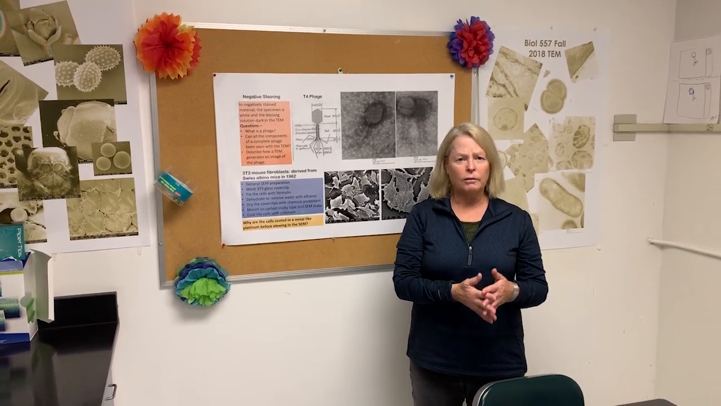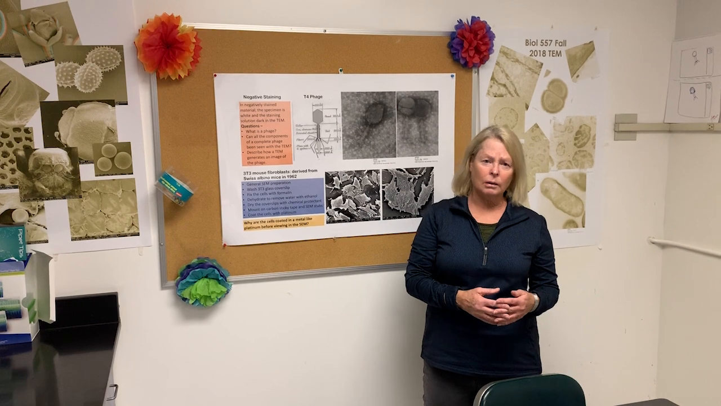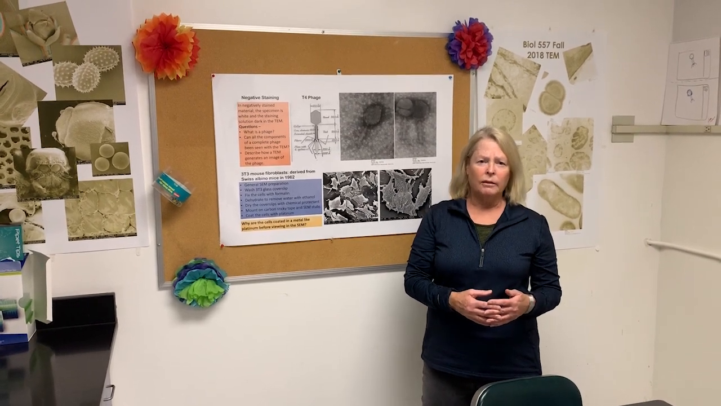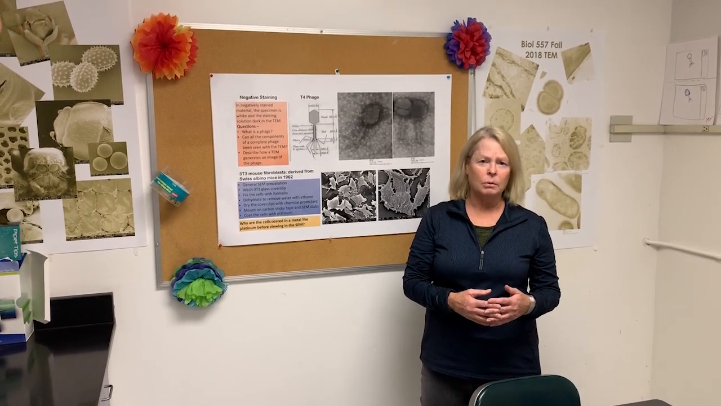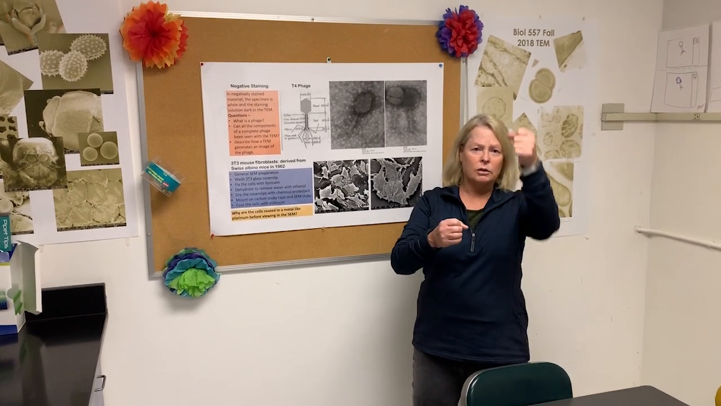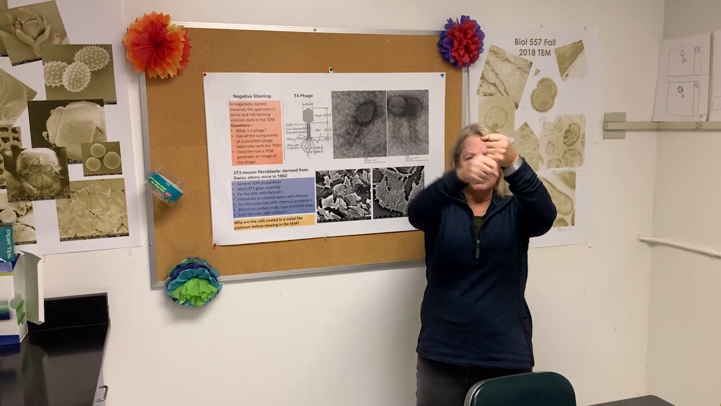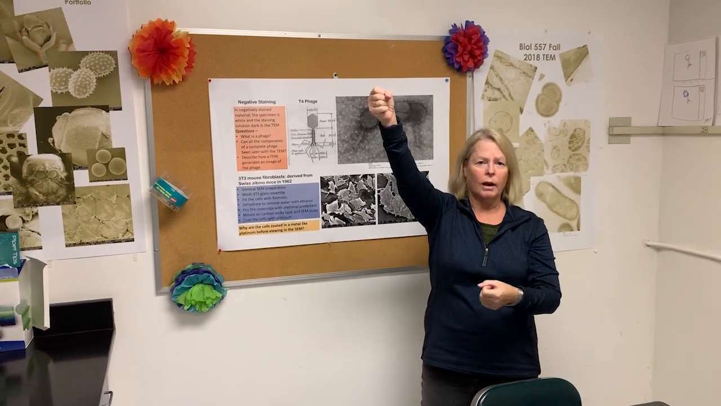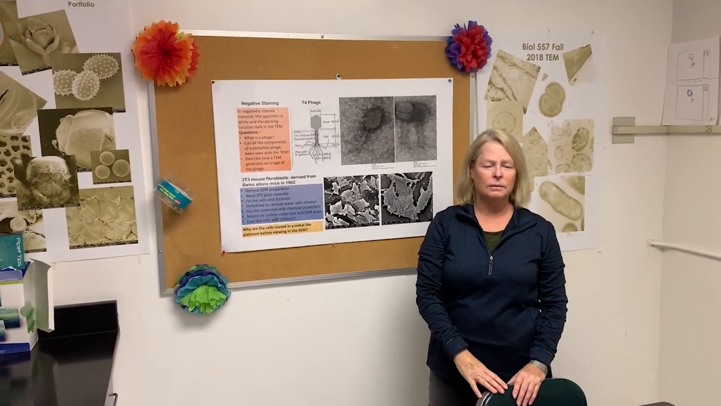The other part of this that's really important is because they are electrons, we have to have a very high vacuum in order to use our samples. Otherwise, the electrons will come down here and hit an air molecule and bounce right off, and we'll no longer have a column of electrons.